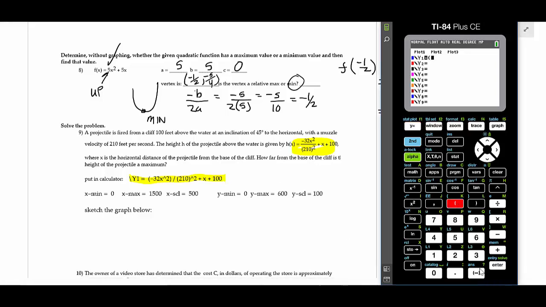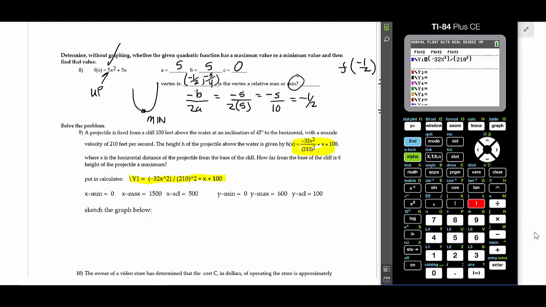General rule of thumb: anytime you put a fraction in your calculator, have the numerator in parentheses and the denominator in parentheses. If you do that, you aren't going to go wrong. There are times when you can leave that off, but it's pretty important in this case. You could leave the parentheses off the bottom and just put 210 to the second like that. So that will take care of that.